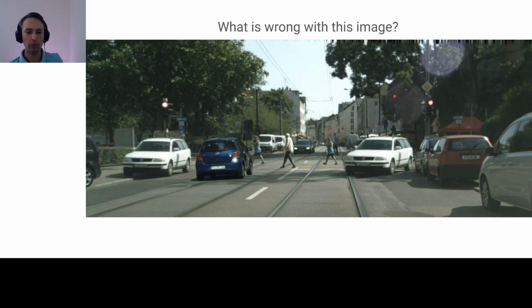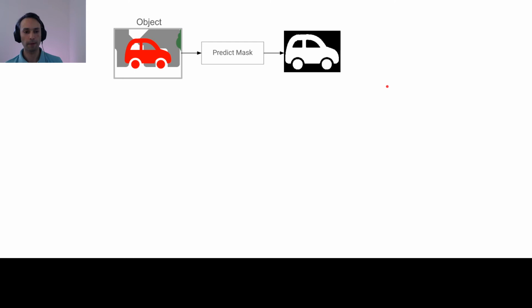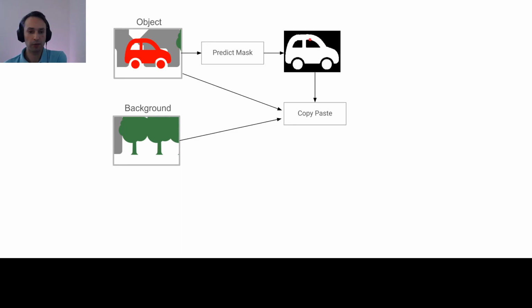So for example, you might have noticed that this car appears twice, or you might have noticed that this car is actually going in the wrong direction, or that this person appears twice too. So the reason this happens is because it's a synthetic image. It's actually composed out of this training process that we're going to describe in a second. So the key idea is that if you're able to predict a mask, then you're able to cut out the object based on the mask and then paste it in a different background.